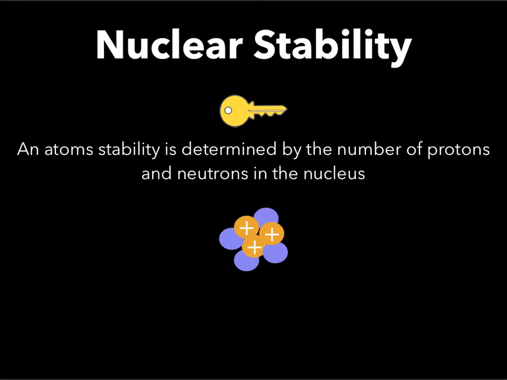So let's generally talk about nuclear stability. We want to figure out what subatomic particles are involved when talking about nuclear stability. If you take a look at this image right here, we know that we have protons and neutrons inside of a nucleus. That makes sense because that's what's going to determine if a nucleus is going to be stable or not. So the key point here is an atom's stability is determined by the number of protons and neutrons in the nucleus.